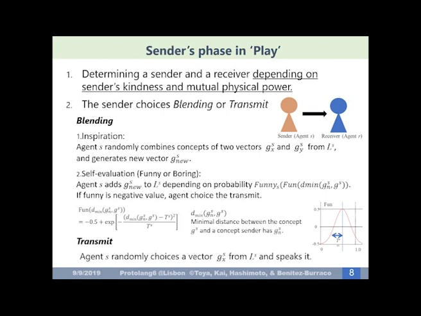First, a sender and receiver are determined depending on the sender's kindness and both the sender's and the receiver's physical power. Next, the sender chooses blending or transmit. Blending consists of an inspiration process and a self-evaluation process. In the inspiration, agent S randomly combines concepts of two vectors, DSX and DSY, from LS. This is vocabulary, and generates a new vector GS new. In the self-evaluation, agent S adds GS new to LS depending on the probability funny. If funny is a negative value, the agent chooses to transmit.